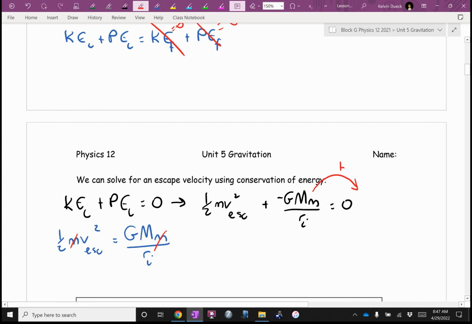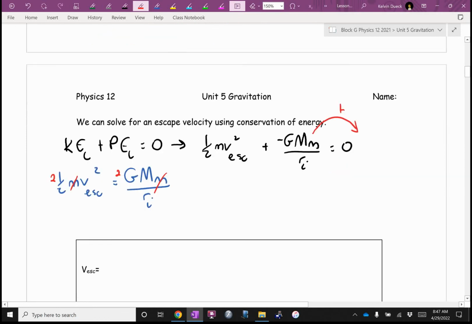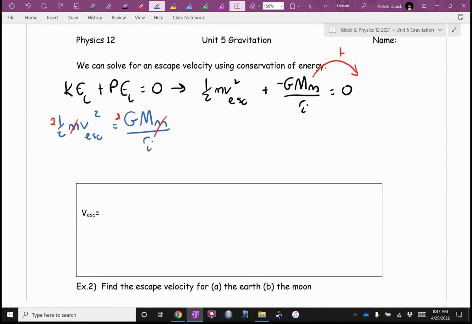I want to get the v by itself. How? I'm going to go times by 2, and then square root. And yeah, this gives me my escape speed, although they call it velocity, equation. Square root of 2 big G, big M over R. I'll put an initial there where you're starting.